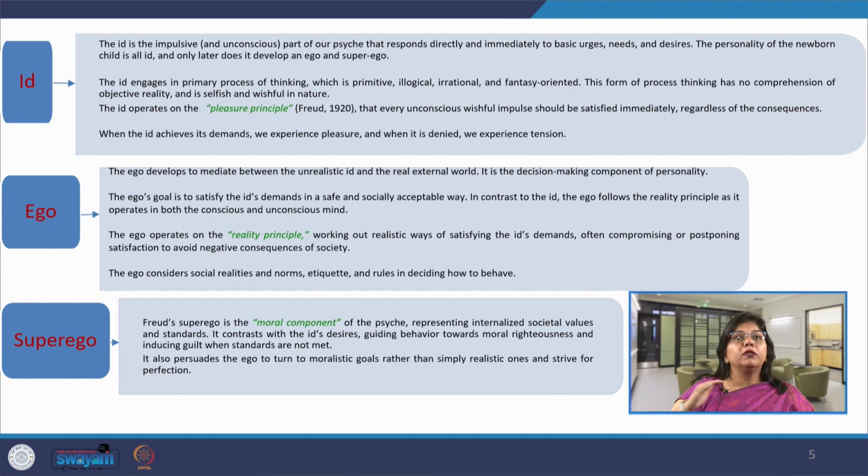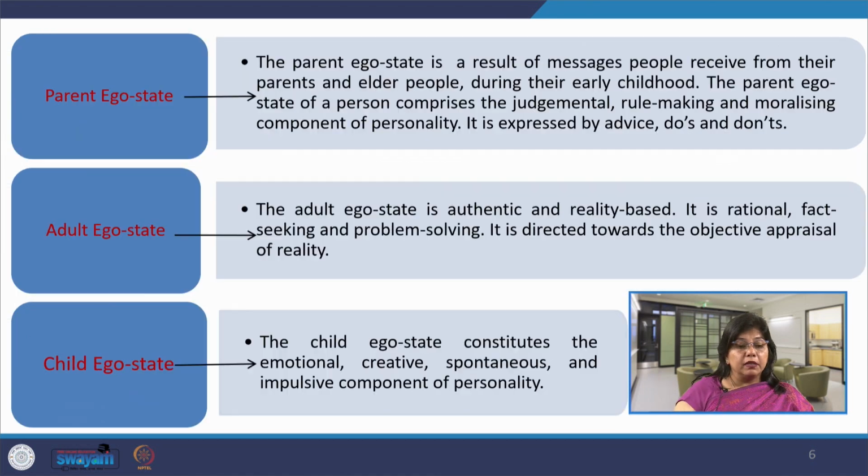So, it is about that all the three states of the psyche, id, ego and superego, they are actually functioning in line, but they are trying to regulate each other. This is about Freud's concept of id, ego and superego. But how these concepts became outgrowth of Eric Berne in form of parent, adult and child ego state, that is the PAC model. So, what is parent ego state?